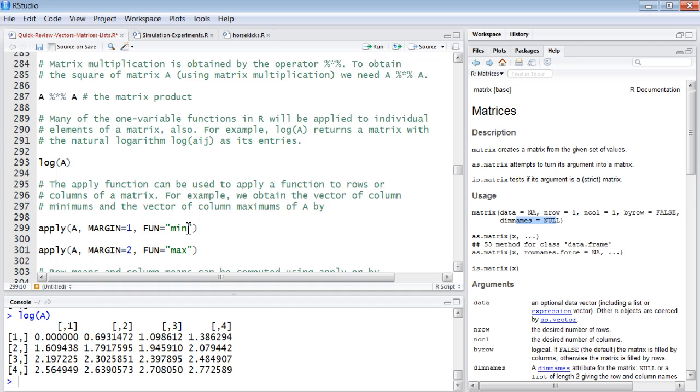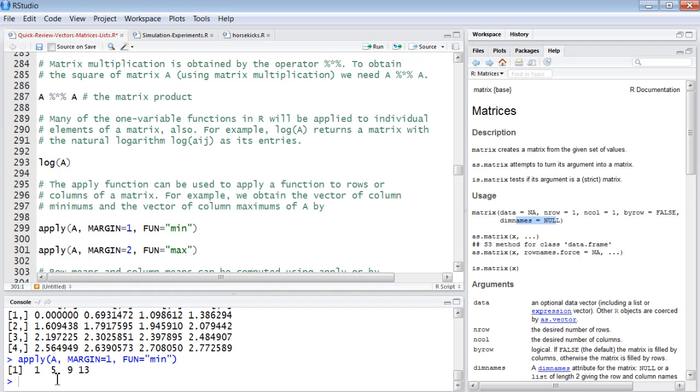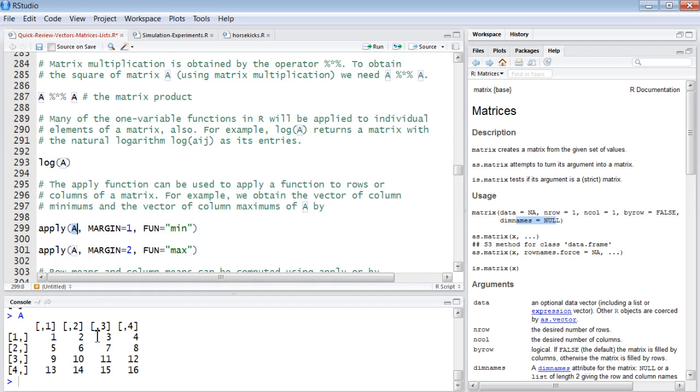This means find the minimum in all of the rows. And so we get the minimum in all the rows. Let's look at A again quickly. The minimum of the first row is 1. Minimum second row, 5, 9, 3, right? So if we do that, we get 1, 5, 9, 3. The minimum of the columns are 1, 2, 3, and 4.